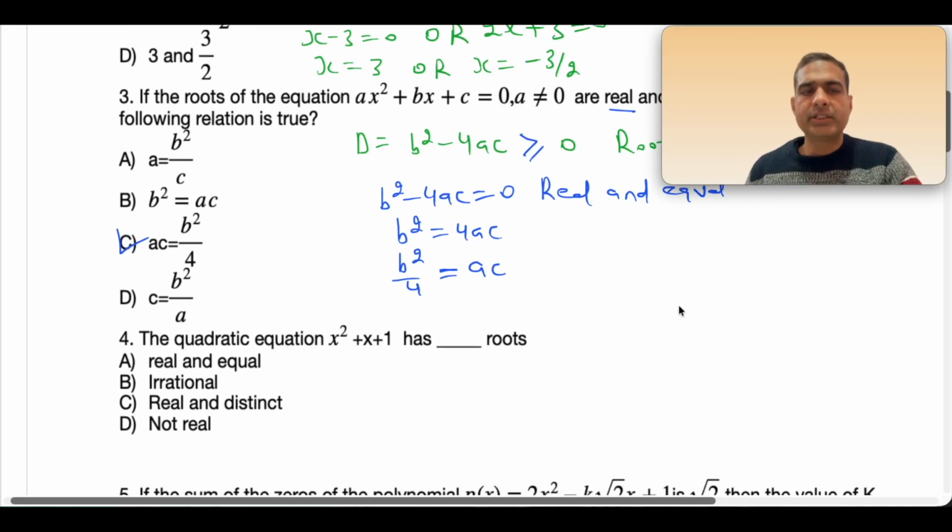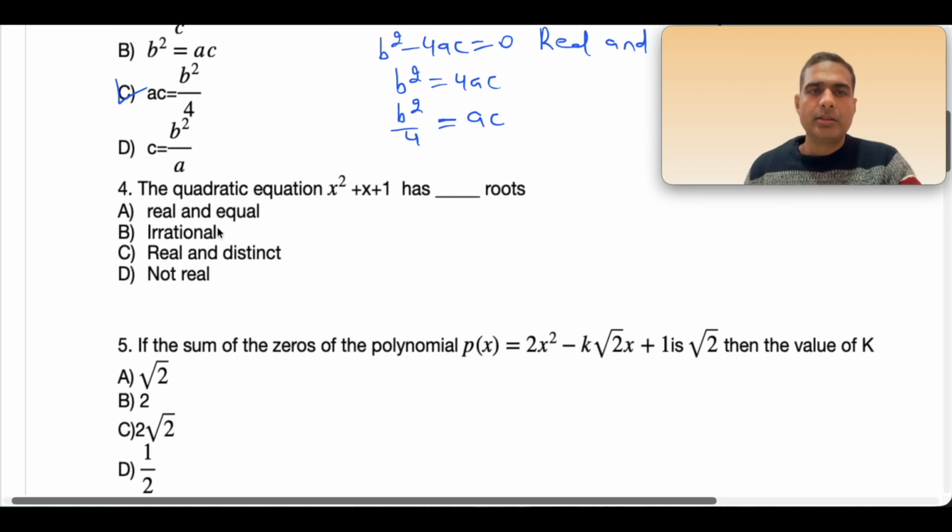So moving to question number 4. The quadratic equation x square plus x plus 1 has dash roots. So we have to find out which option will be here in this blank. The options are real and equal, irrational, real and distinct, and not real. It means we have to find out the nature of the roots, and we find the nature of the roots by finding out the discriminant. So I have to find out b square minus 4ac for this.